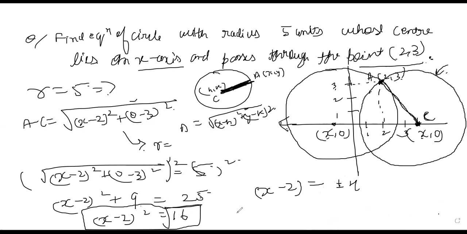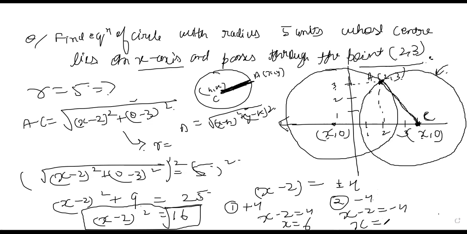So let's say case 1, in which we take the positive 4. So x minus 2 equals 4, so x will be 6. Now the second case is we take the negative value of 4, so x minus 2 equals minus 4, then x will be minus 2. So we realize we are getting two values of x. This symbolizes that there are two circles, which we drew already in the initial part of the question.